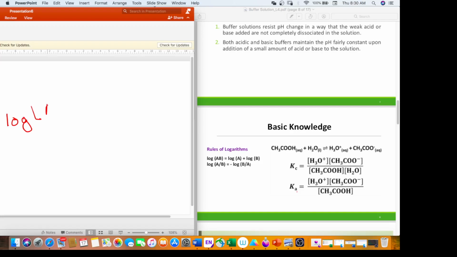Okay, so the acid dissociation constant will be the dissociated part, the concentration of the dissociated part, divided by the concentration of the acid. Clear now?